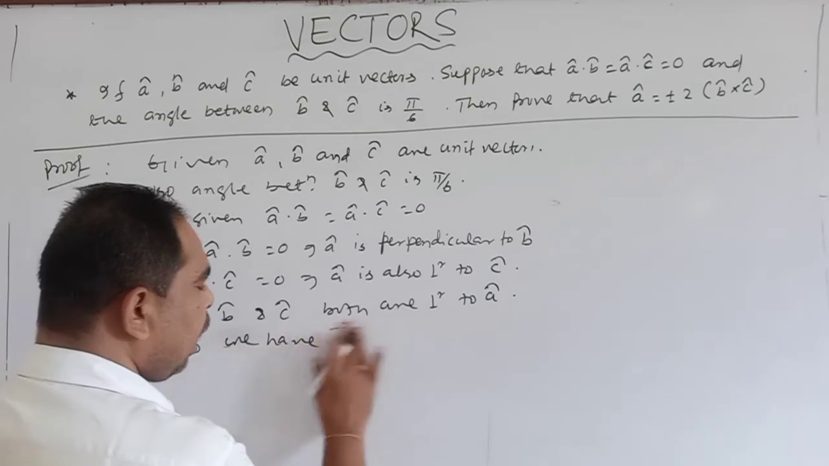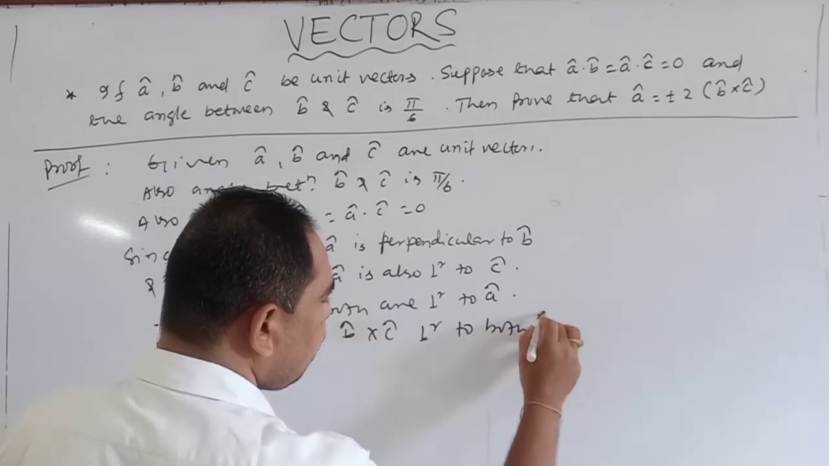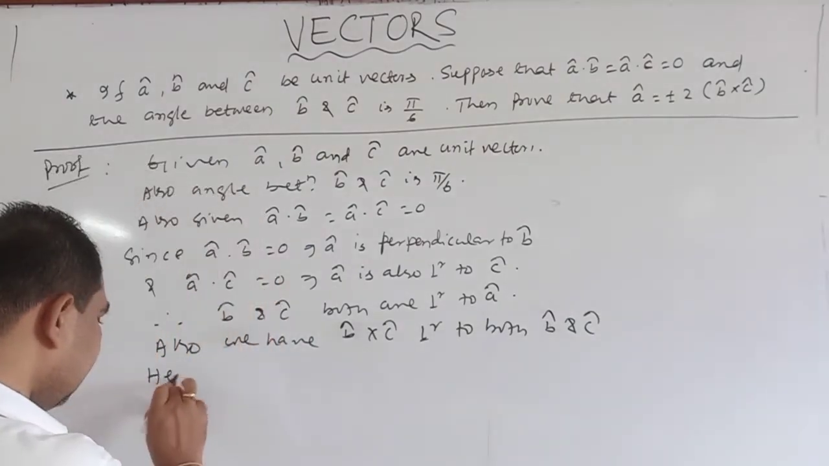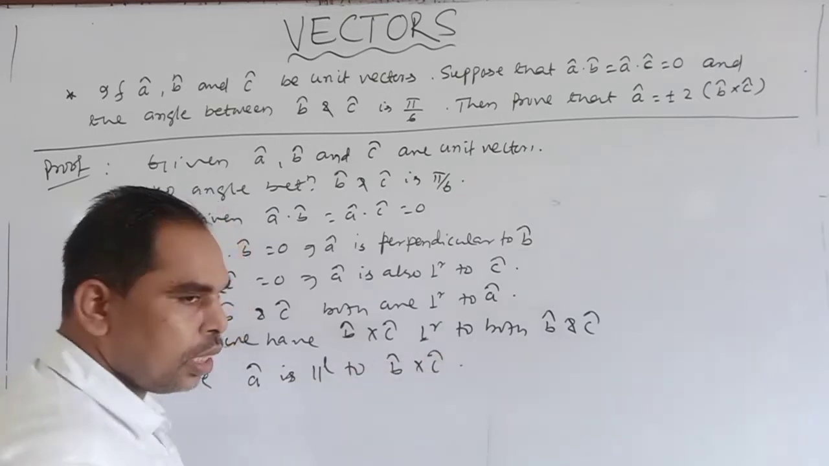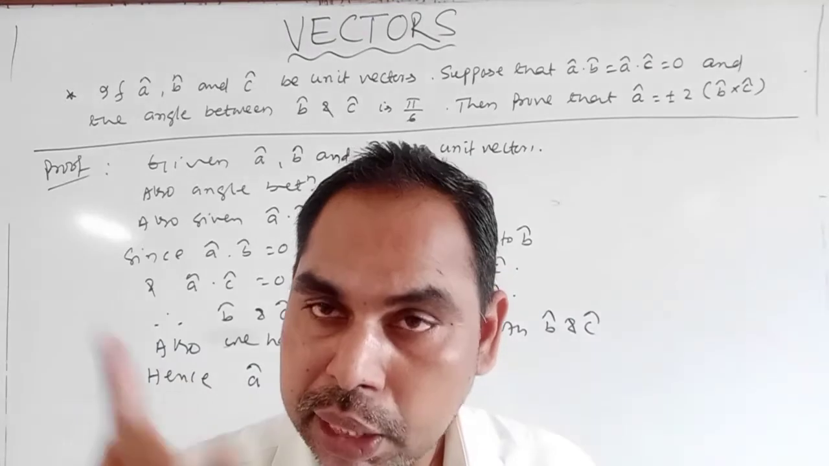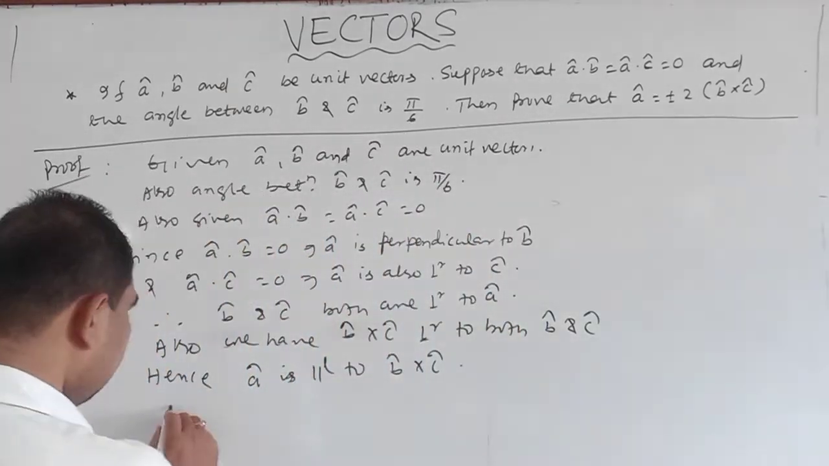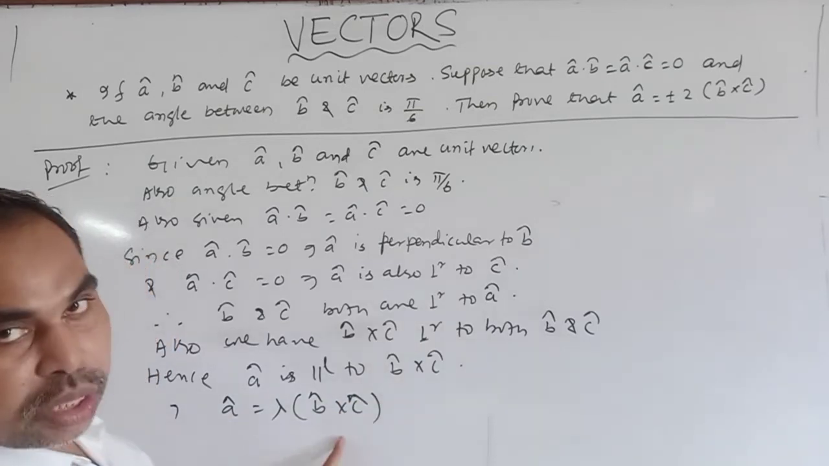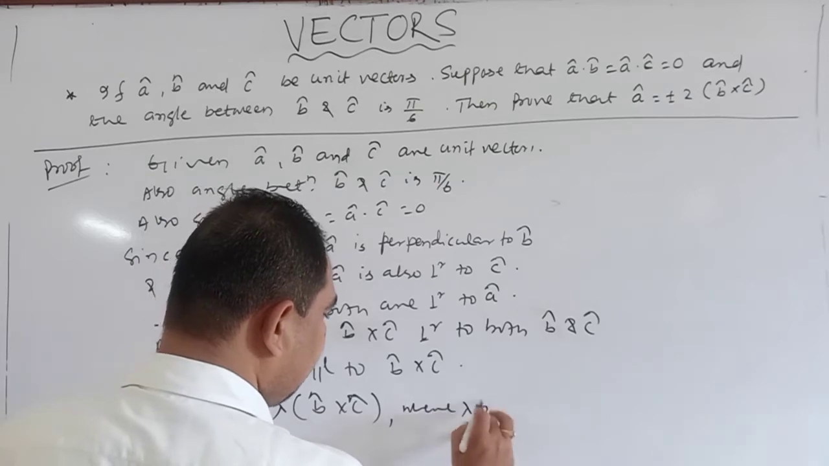Also we have b cap cross c cap perpendicular to both b cap and c cap. Hence a cap is parallel to b cap cross c cap. B cross c is perpendicular to both b cap and c cap, and a cap is also perpendicular to both, therefore b cross c is parallel to a cap. So this implies a cap is equal to some scalar multiple of b cross c. Because a is parallel to b cross c, a can be expressed as some constant lambda times b cross c, where lambda is any scalar.